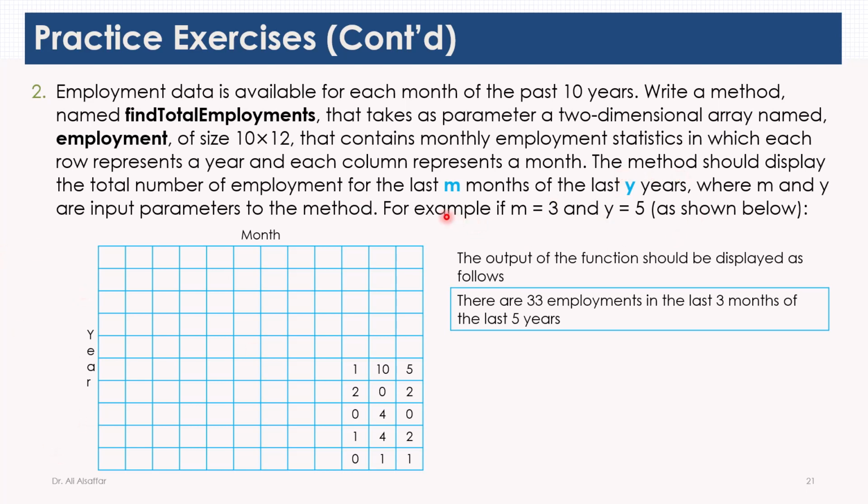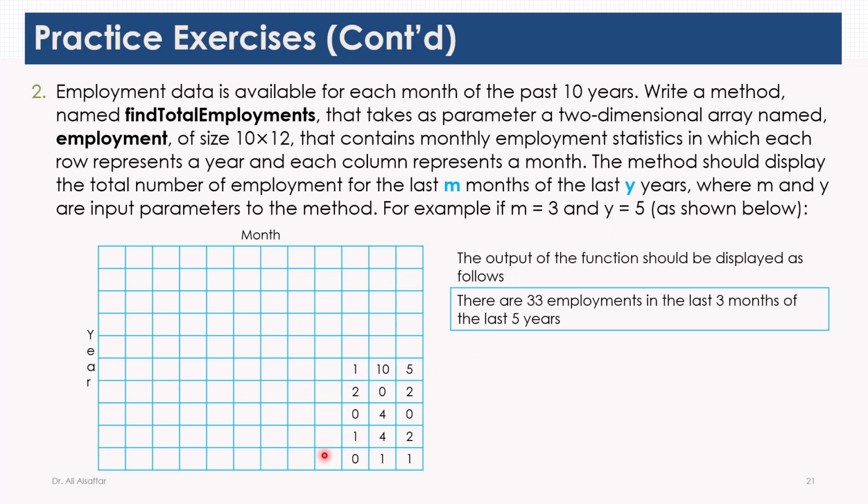And what is required? In fact, it is required to find the total employment for the last months and years. So that means you have to go over the array from the last rows and from the last columns. So you are going to process only a portion of the array. As an example, if m, the month, is 3 and y, the year, is 5, we need to find the total of employments for the last 3 months and for the last 5 years.